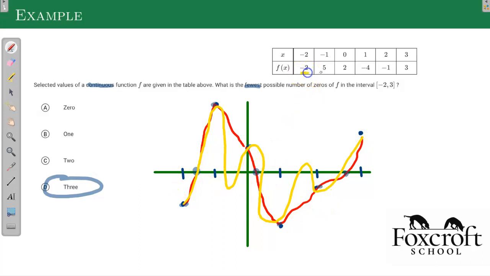Every single time I switch from a negative to a positive, there's a zero in between. Positive to a negative, there's a zero. Negative to a positive, there's a zero. So that's what the intermediate value theorem tells us. I couldn't do this if it wasn't continuous because I could just jump up over those zeros.